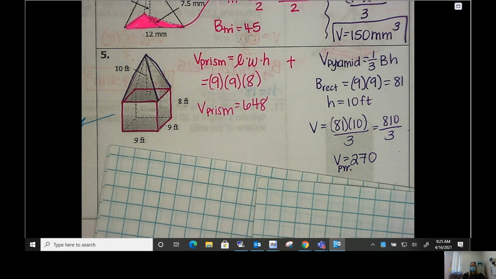Feet cubed. Don't forget to put that in. If you forgot, write it in now. Have to have the units. Okay, so the area of the base shape was a square. So area of a square is 9 times 9 here. Height was 10. Multiplied those two, and then I divided by 3 because it was a pyramid.